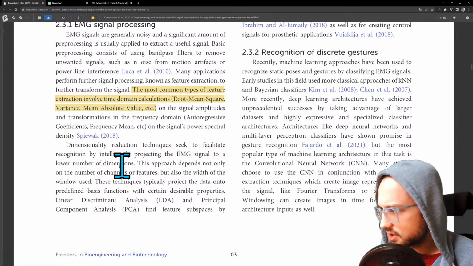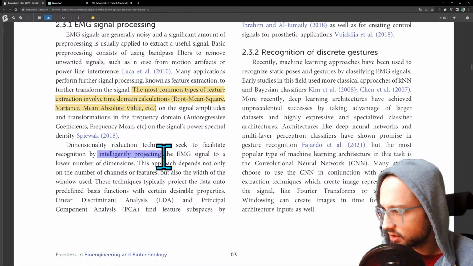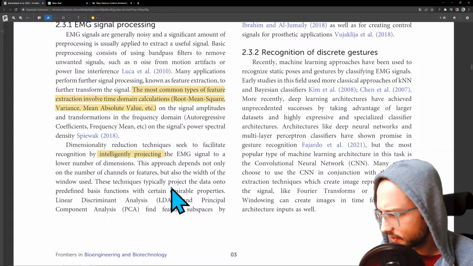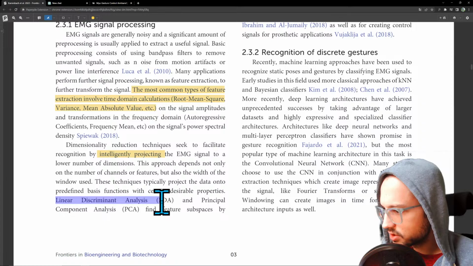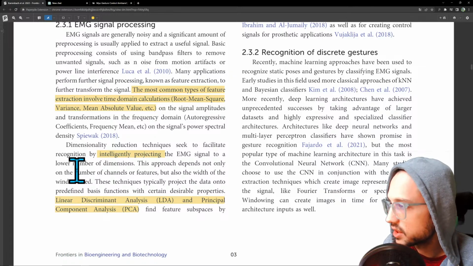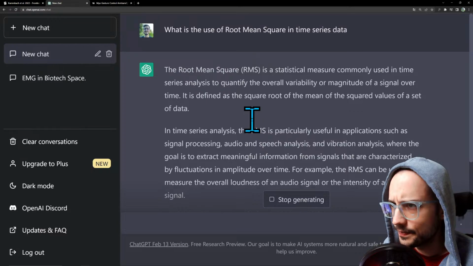Dimensionality reductions seek to facilitate by intelligently projecting the EMG signal into a lower number of dimensions. I like this way of describing a neural net as an intelligent projector. Techniques include linear discriminant analysis and principal component analysis. These are kind of old school ways of doing dimensionality reduction. I think nowadays you would pretty much always use a neural net, especially if you have a data set.